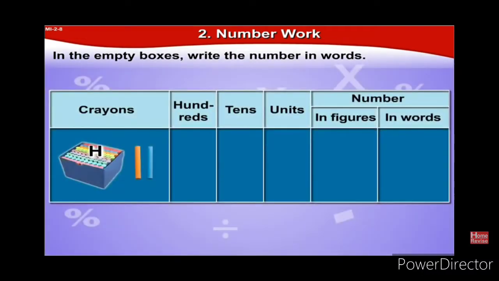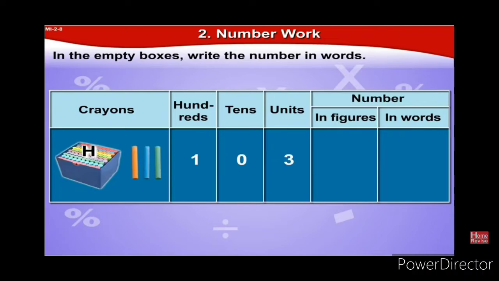The next picture has a box of 100 crayons and 2 more crayons, which means it is 1 hundred, 0 tens, 2 units. In figures it would be 102 and in words one hundred two. Now the next picture has 100 crayons and 3 more crayons, which means it is 1 hundred, 0 tens, 3 units. In figures it is 103, in words one hundred three.